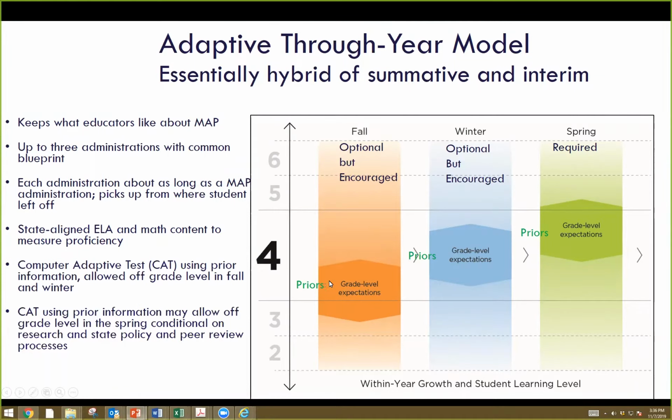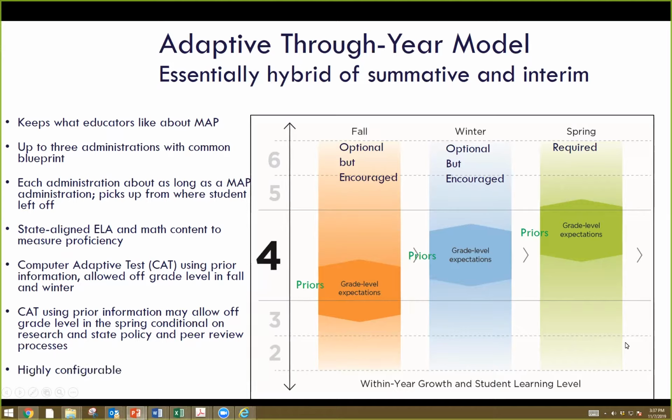Some of the neat things about this: each of these tests right now is adaptive, right? It's adaptive in each of these sessions. Well, in this new system, it's adaptive across time. So it's not only adaptive within administrations, but also throughout the year. We'll be able to use that prior information. That adaptive nature will help find where students are and give them items that meet their ability and challenge them, but meet them where they are. So it's adaptive across the years, like I said. The whole thing is an adaptive through-year model.